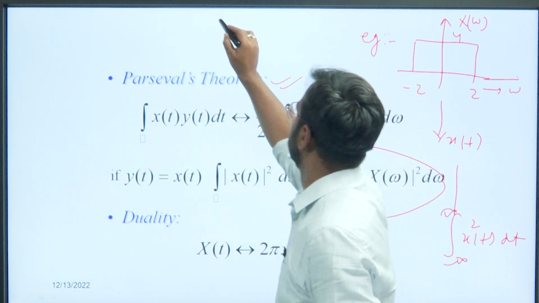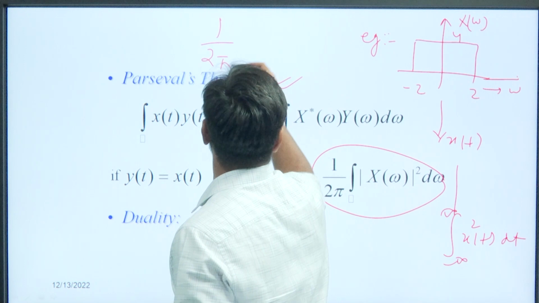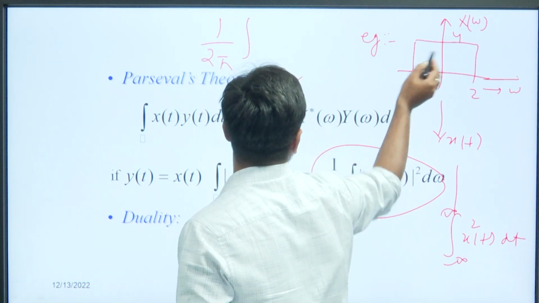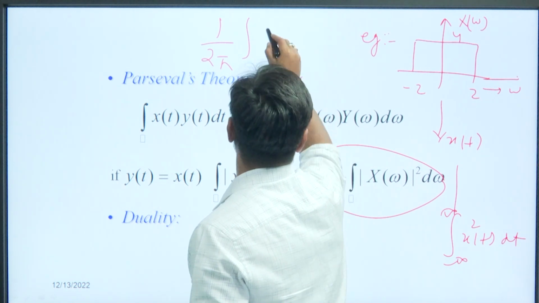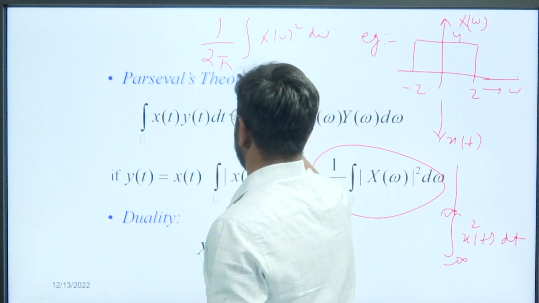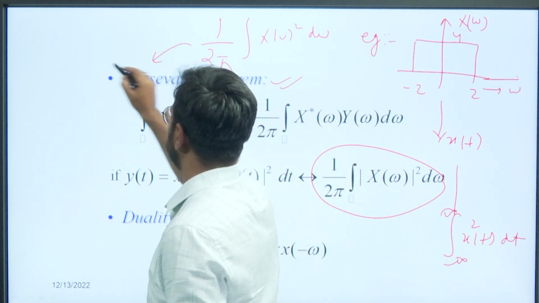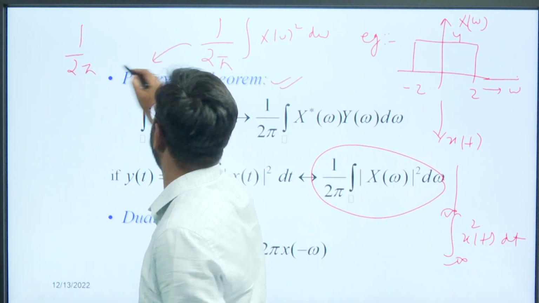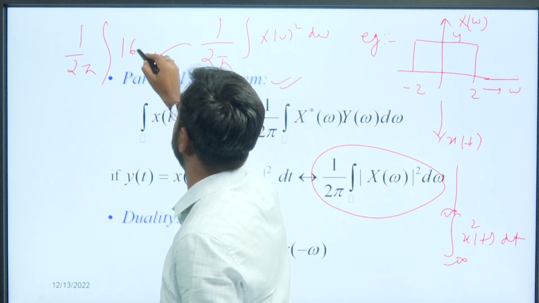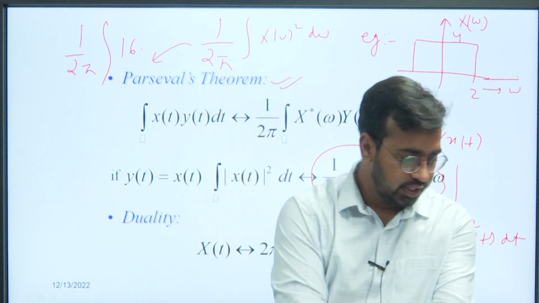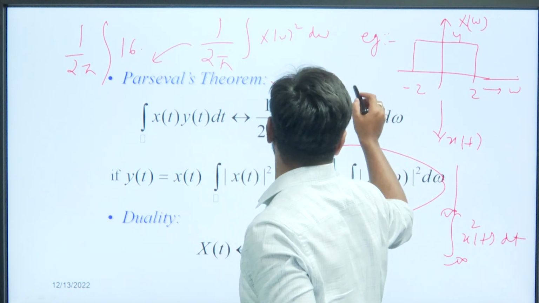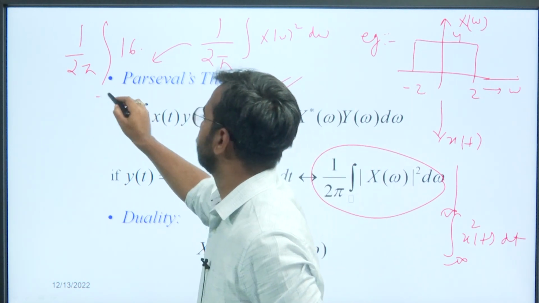And you will write this as 1 upon 2 pi times the integration of |X(omega)| squared d omega. So basically what will result? You will get 1 upon 2 pi. What is the area of the square? It is 4 into 4, 16, into dt. What is the interval of the signal? Minus infinity to infinity, but this signal exists only for minus 2 to 2 seconds.